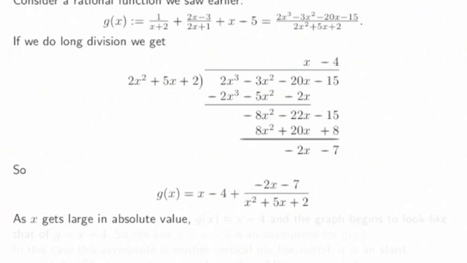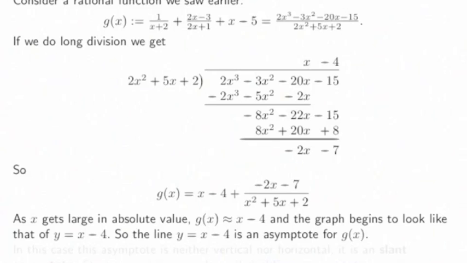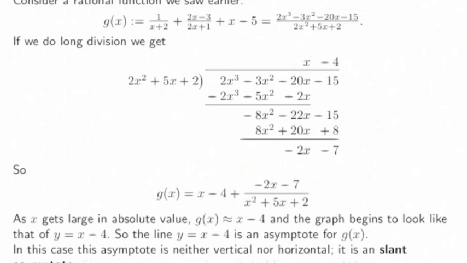As x gets large in absolute value, that fraction, minus 2x minus 7 over x squared plus 5x plus 2, begins to disappear, begins to be very small, and so the rational function begins looking like x minus 4, which is a line. So the line y equals x minus 4 is an asymptote for this rational function where the numerator has degree 3 and the denominator has degree 2. In this case, this asymptote is neither vertical nor horizontal. It is a slant asymptote or an oblique asymptote.